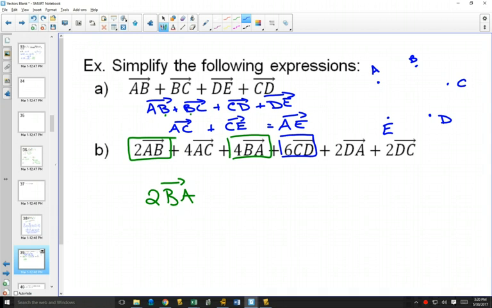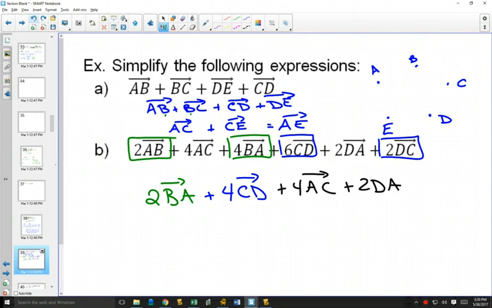We could do 6 C to D's and 2 D to C's. And you see you'd be left with 4 C to D's. And then I'll just write what else is left. So we still have 4 A to C's and 2 D to A's.